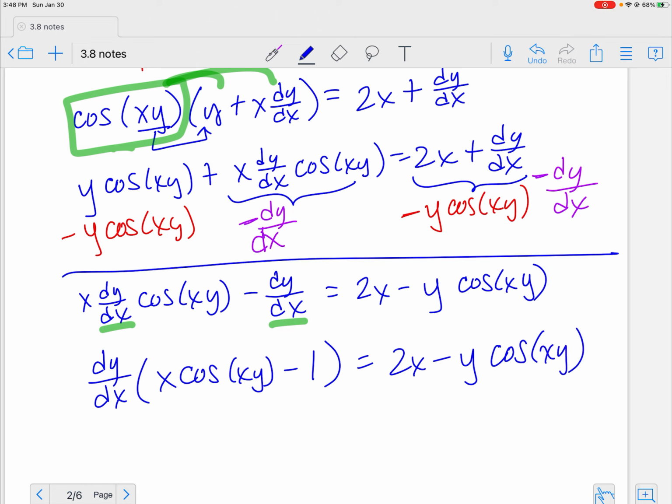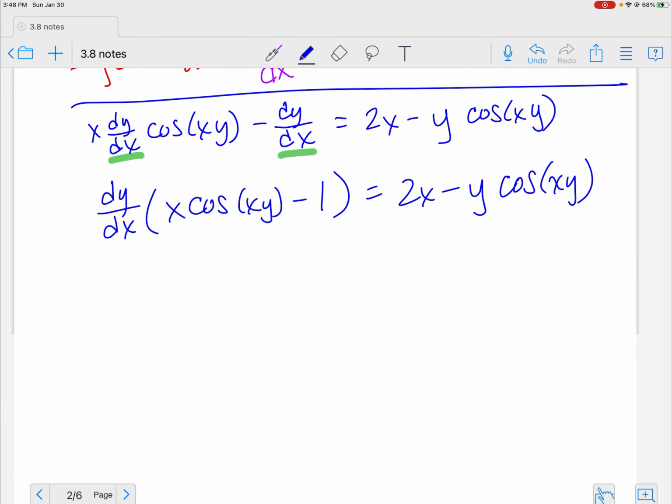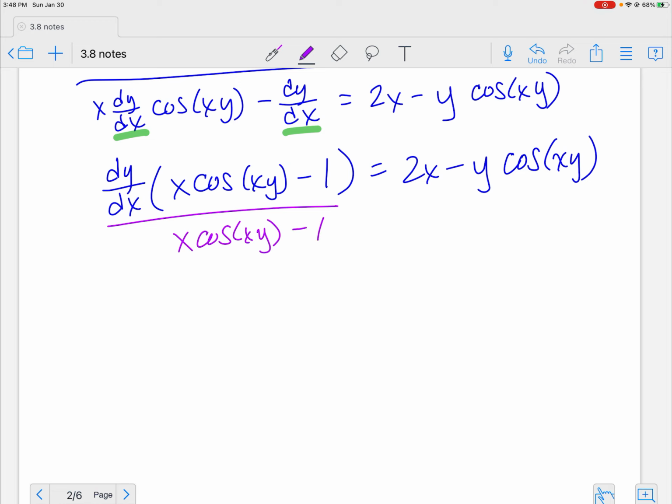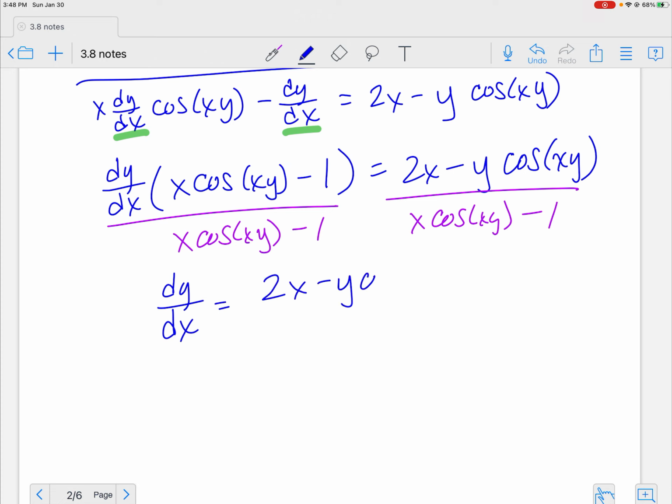Now again, just rearranging. My goal is to get that dy dx by itself. So it is now multiplied by what's in these parentheses. So I'm going to divide by this x cosine xy minus 1. Oh, that's a y, contrary to what it may look like. And I have my dy dx now equals 2x minus y cosine xy over x cosine xy minus 1.